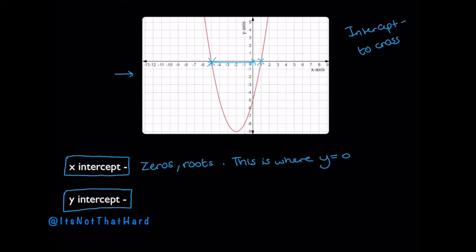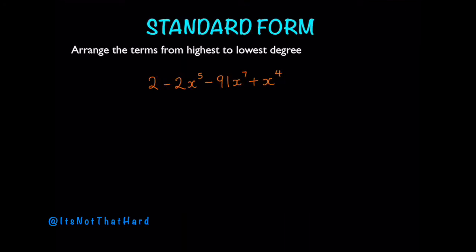To find this, this is where your x is equal to 0. And so if we look at this graph here, we see that this is the y-intercept. And if we look up, we see that here, x is equal to 0. So essentially, if you want to find the x-intercept or you want to find the y-intercept, just set the other variable to 0.